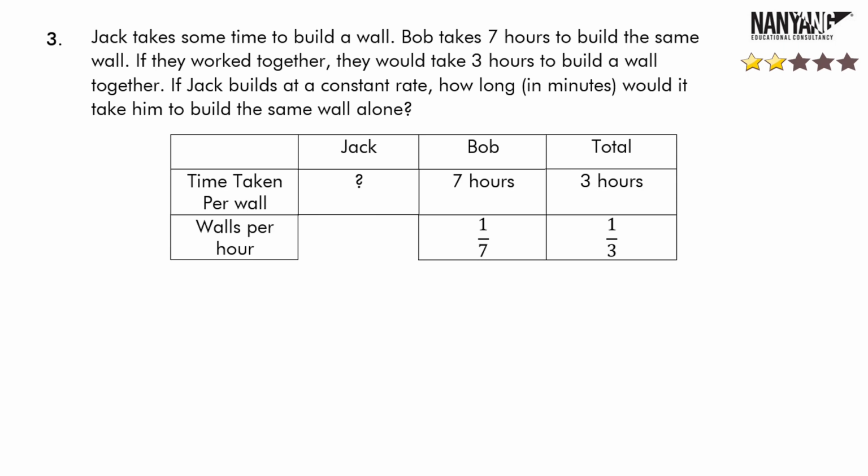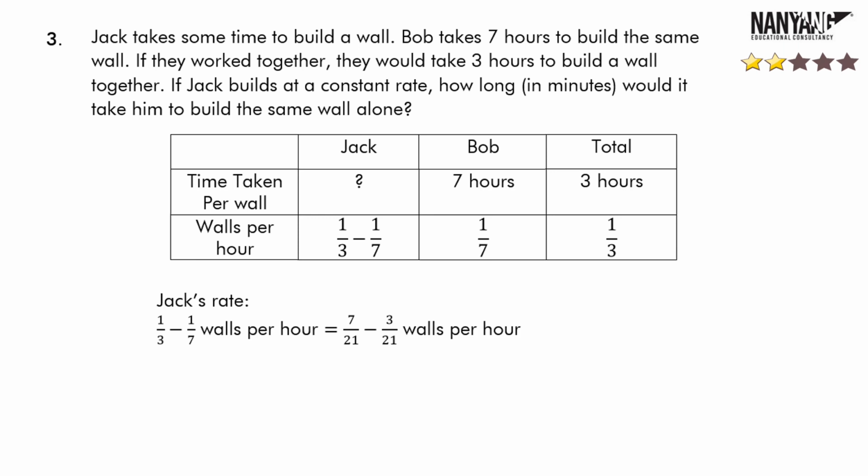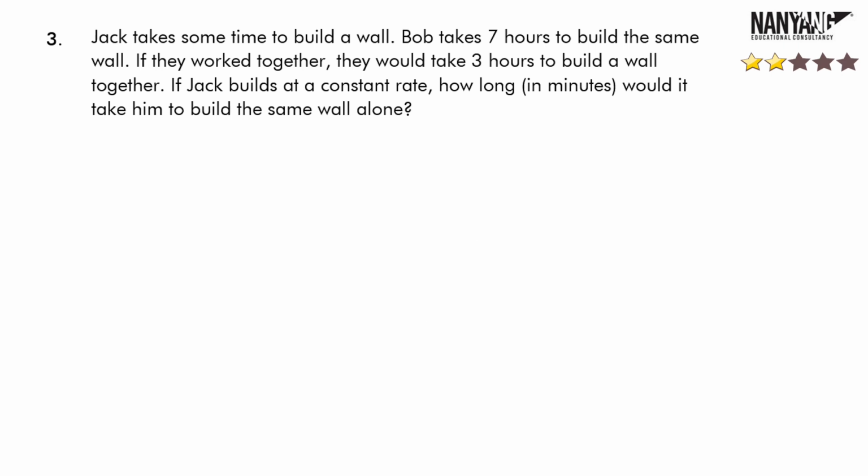So what would Jack's rate be? We have to take 1/3 minus 1 out of 7. And we get Jack's rate equals to 7 out of 21 minus 3 out of 21 walls per hour, giving us 4 out of 21. Now don't be afraid, because I know that this fraction looks weird, but let's continue with the question first.